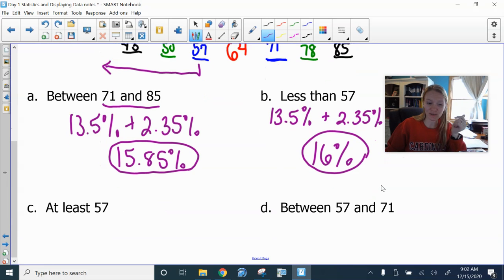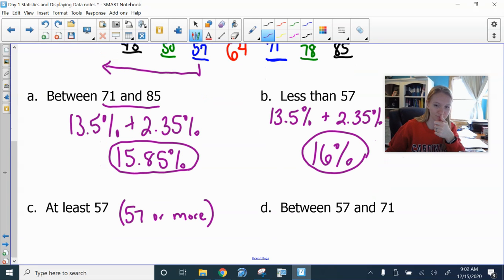At least 57, so that means 57 or more, is what it's talking about there.